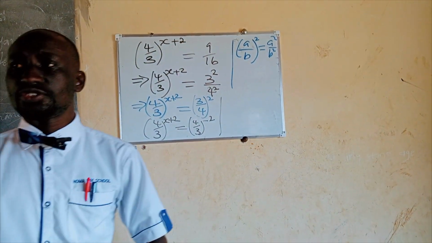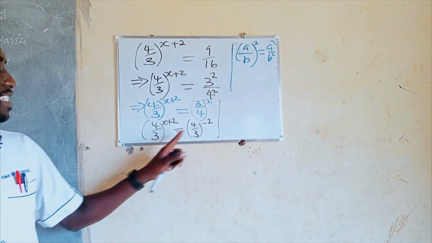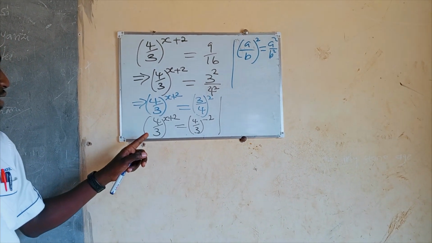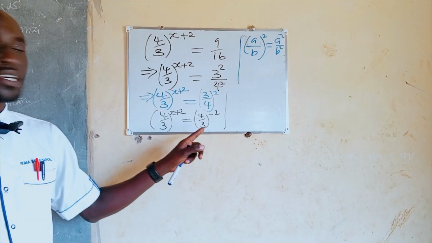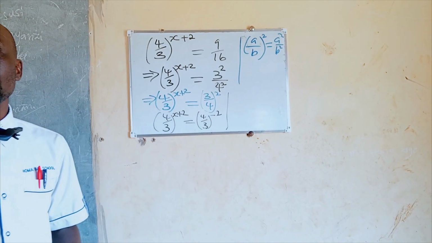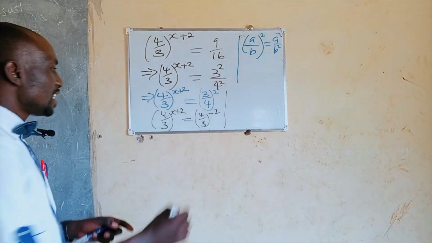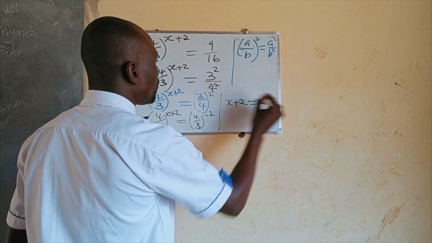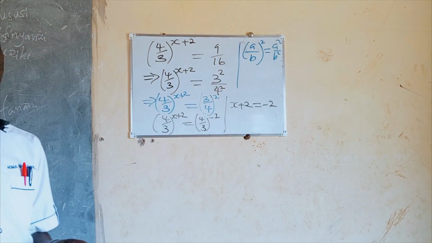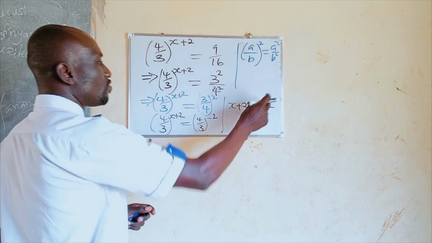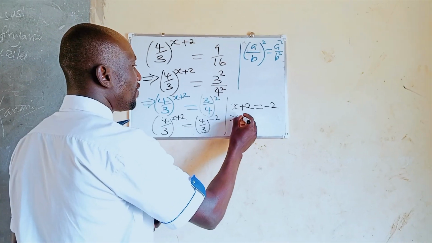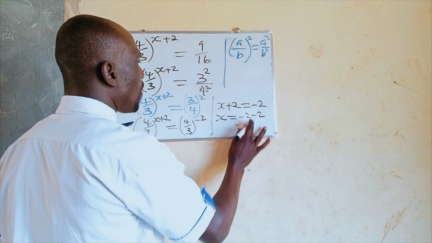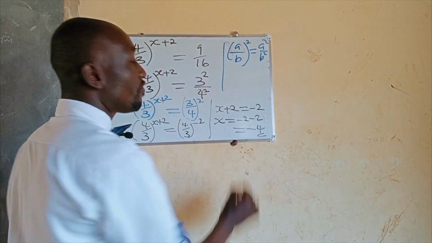You all know, and you should remember, that when you have two indicial equations and the bases are the same, it means the powers definitely should also be the same. In that case, therefore, we say x plus 2 is equivalent to negative 2. You collect the like terms where we take this positive 2 to the other side. Now we will have x being negative 2 minus 2, and the result that is required is negative 4.